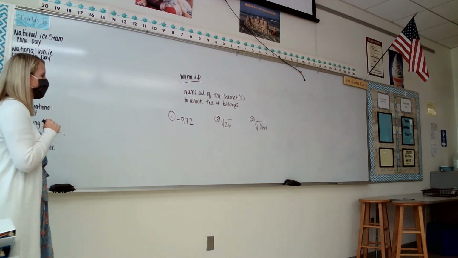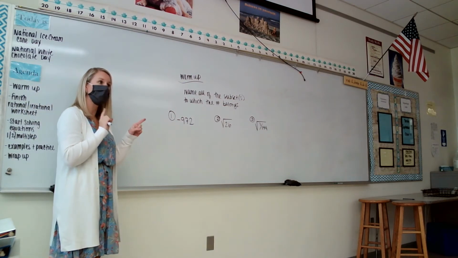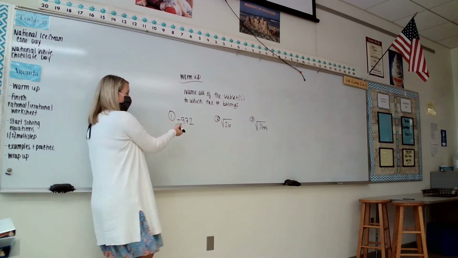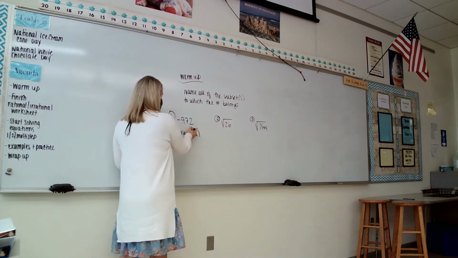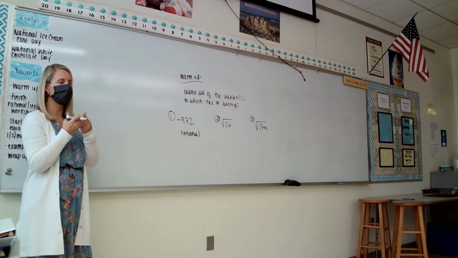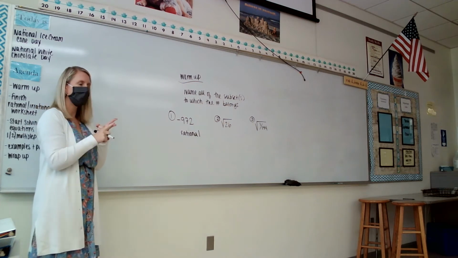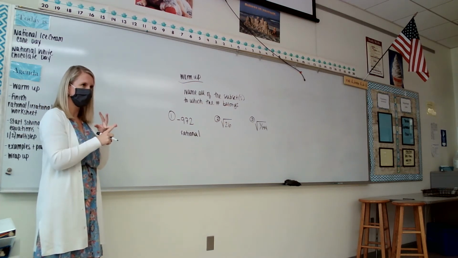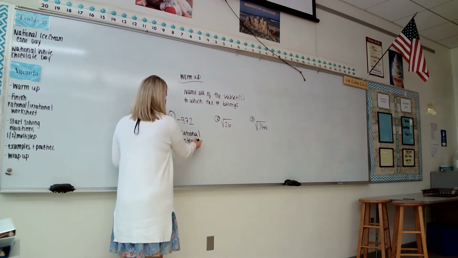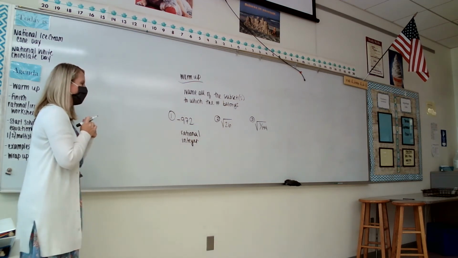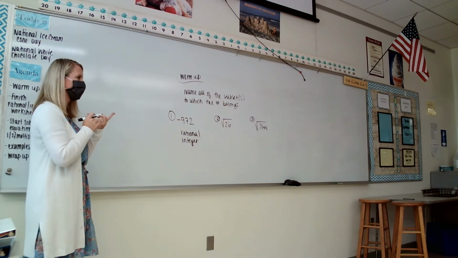So name all of the subsets to which each belongs. Every number is always going to start with either rational or irrational. This one is rational, right? We get rid of the fraction. So under rational, there were 3 more groups. Is this natural? No. Is it whole? No. Is it an integer? Yes. So this one would be a rational and it is an integer.